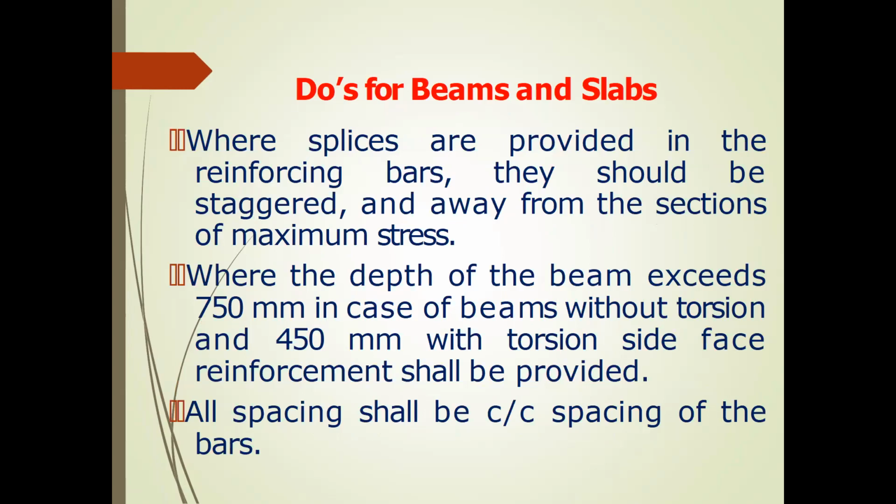Do's for the beams and slabs. Wherever splices are provided in the reinforcement bar, they should be staggered away from the section of minimum stress. Where the beam depth exceeds 750 mm in case of a beam without torsion, and 450 mm with torsion, side face reinforcement should be provided. All splicing shall be at CC spacing of the bars. You can note that in the drawing, CC means center to center.